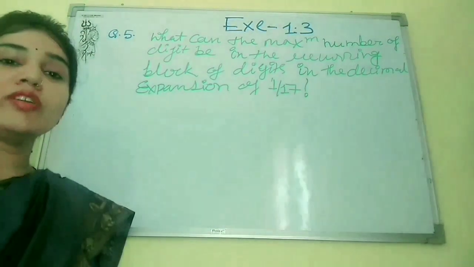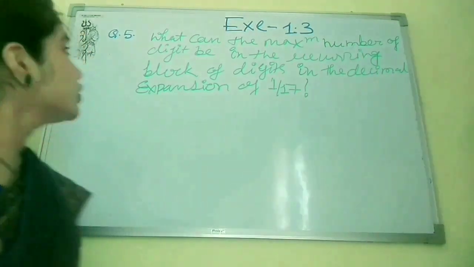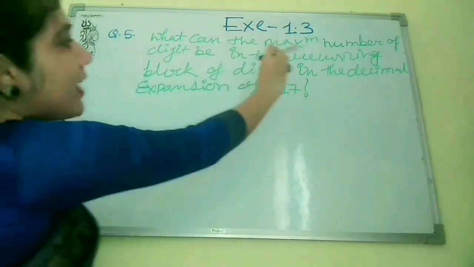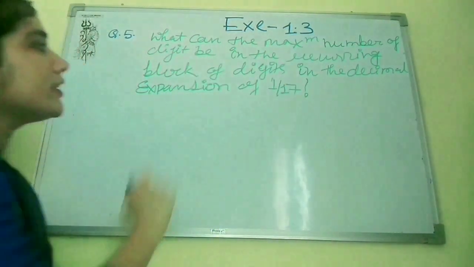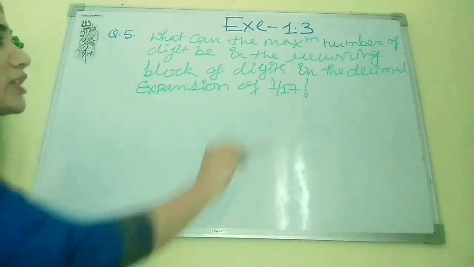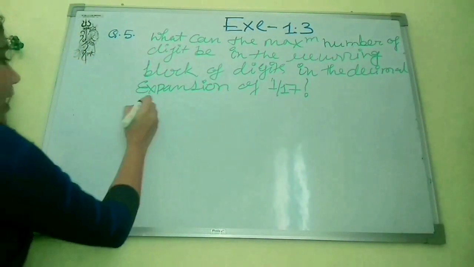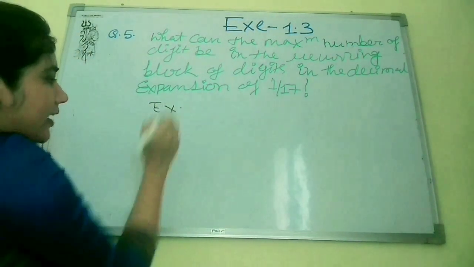Students, today we will solve the repeating question of exercise 1.3. So the fifth question is, what can the maximum number of digits be in the recurring block of the digits in the decimal expansion of 1 by 17? Okay, suppose we have one example.